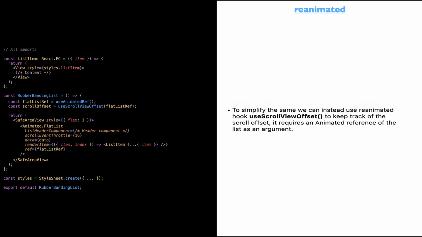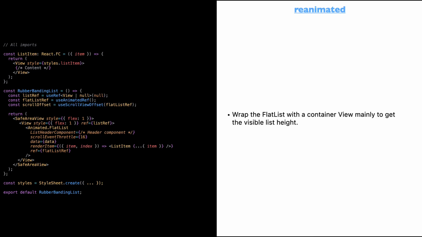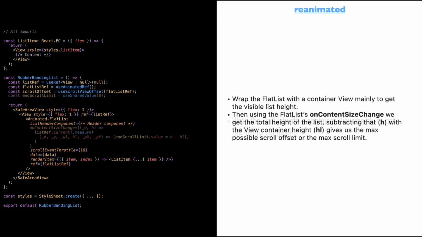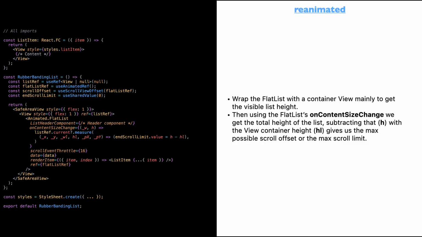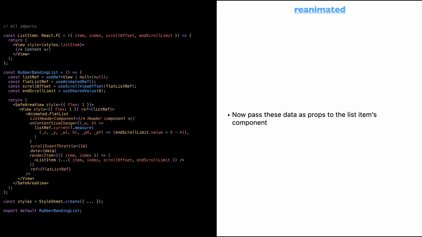Next, wrap the FlatList with a View and create a reference, mainly to get the exact height of the FlatList that covers the screen, as we need to subtract it from the total list height we get from the onContentSizeChange prop to get the maximum offset the list can be scrolled. Scrolling past that would mean that the user is overscrolling from the bottom. Finally, pass this data as a prop to the item component.